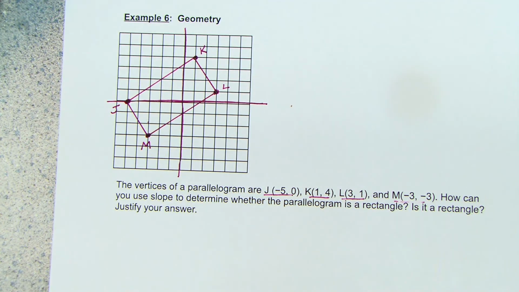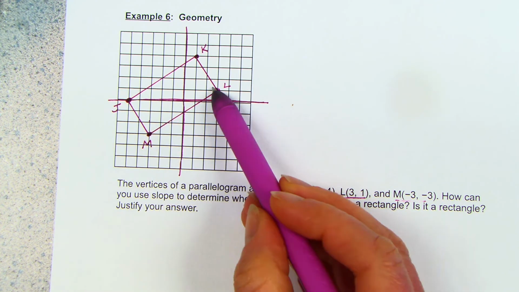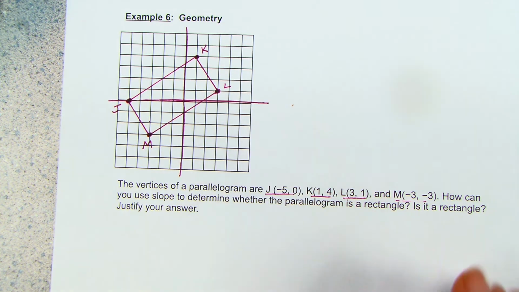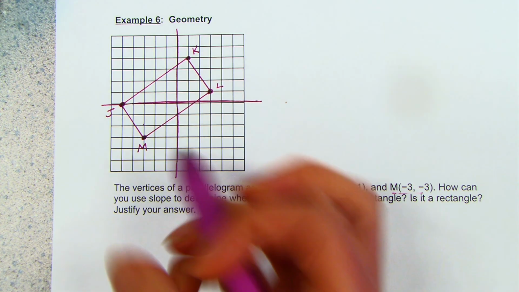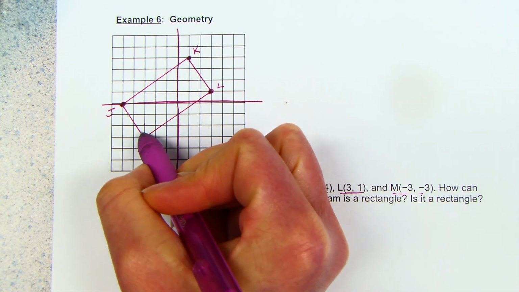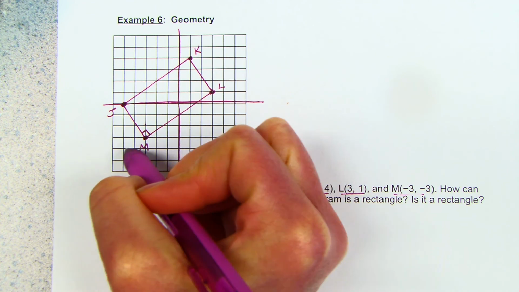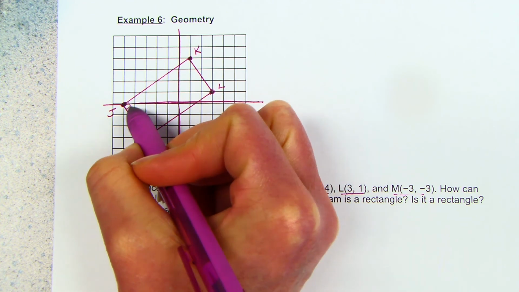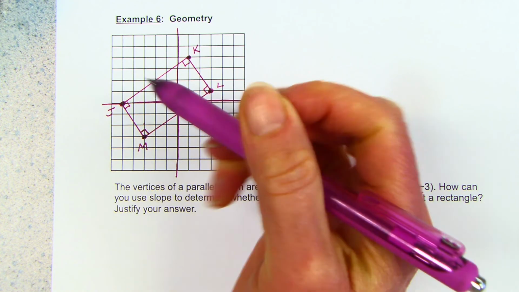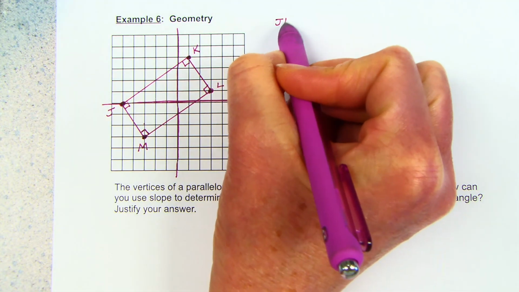Well, to my eyeball, it looks like that is probably perpendicular. That looks pretty straight. Maybe not. That might be a little off. So let's do the math and find out, okay? In order for these to be a rectangle, this needs to be a right angle. So we need this line and this line to be perpendicular. Got to check and make sure that all our lines are perpendicular. So let's do JK.